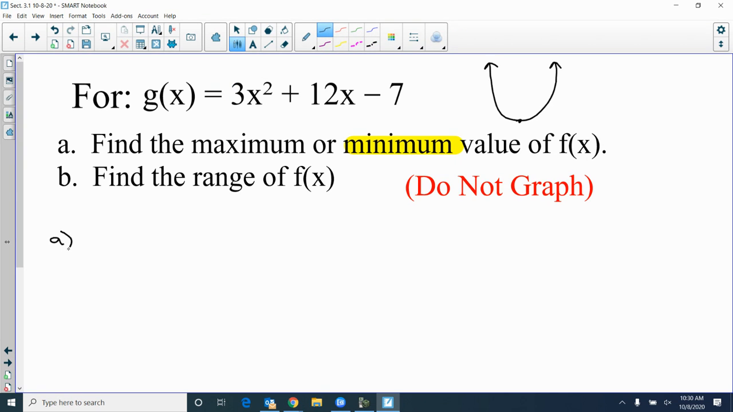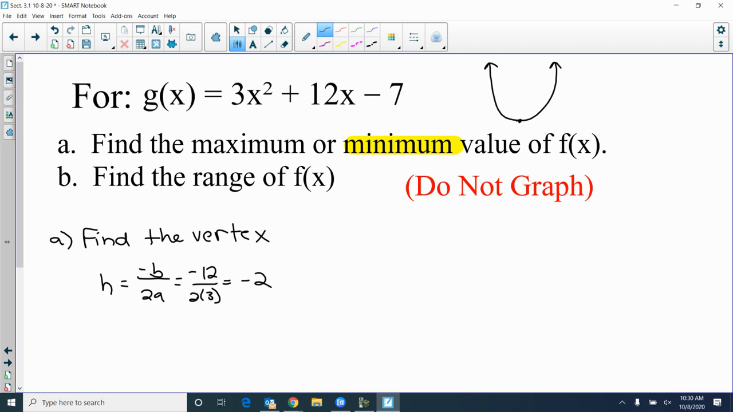So for part A, find the vertex. Let's assume we don't know what it is from the previous problem, and use what we just used right above. How do I find the x coordinate of the vertex? You use that little formula, h equals negative b over 2a. Remember, b is the number in front of the x, so negative 12 over 2 times 3. And what's that give me? That gives me negative 2.